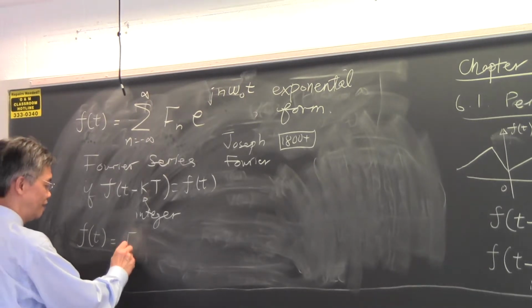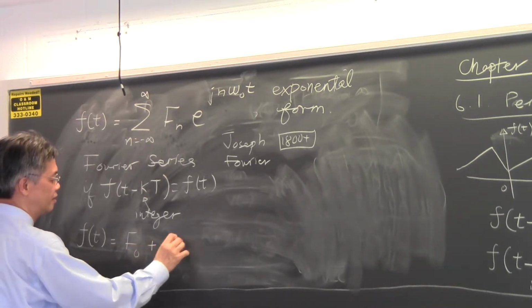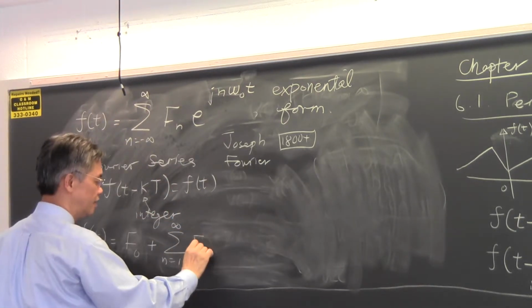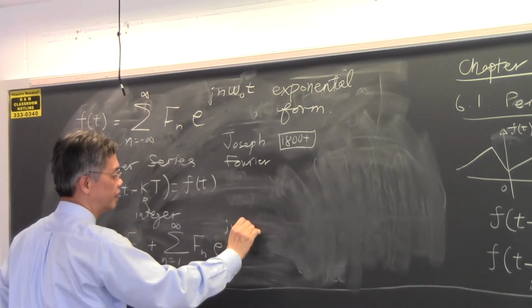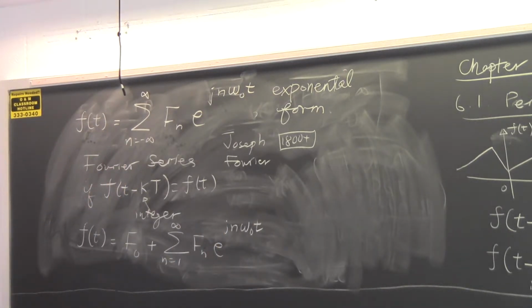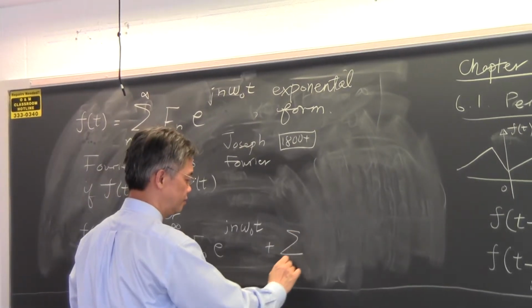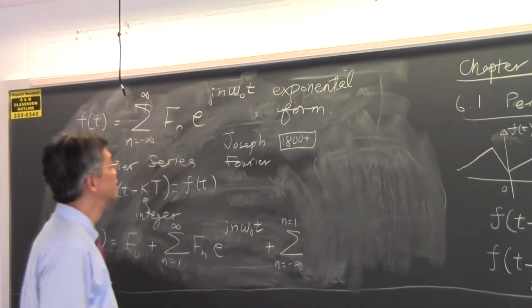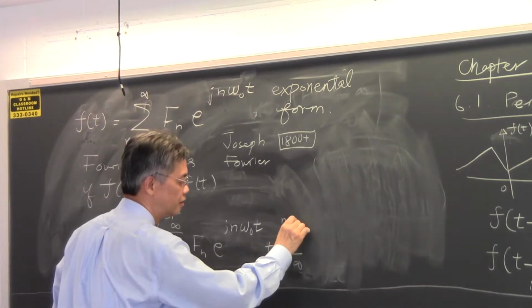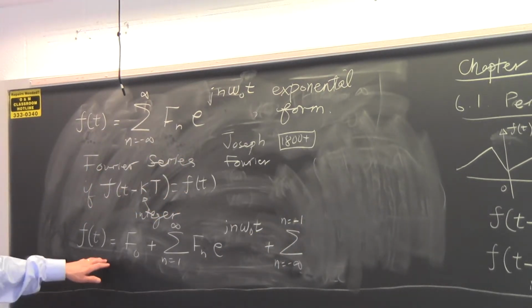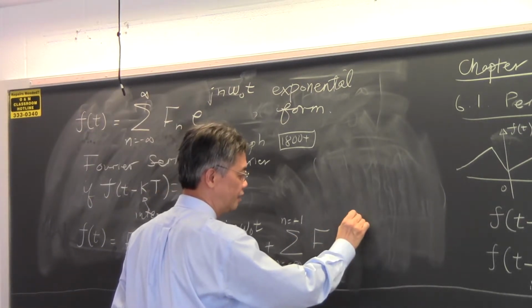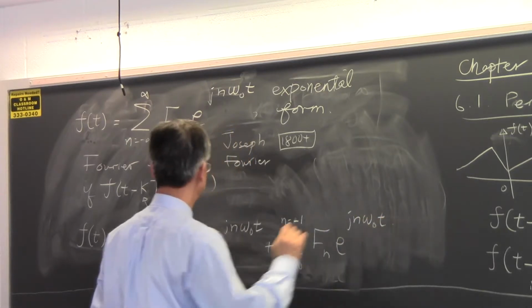So I can say that I have f0 plus the sum from n is equal to 1 to infinity, the positive n term, f n e to the j n omega naught t. Okay? And then I have the other summation that goes from n equals minus infinity to n equals 1. Not 1, sorry, minus 1. Okay, the other half that I have not accounted for. And then f of n e to the j n omega naught t.